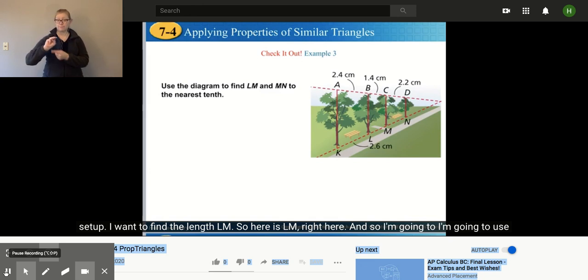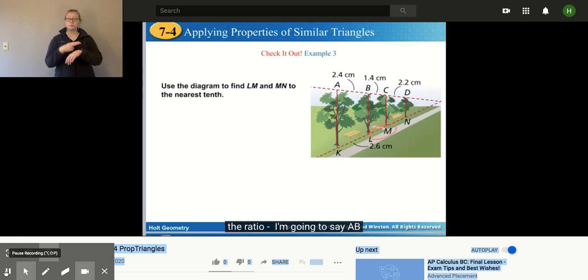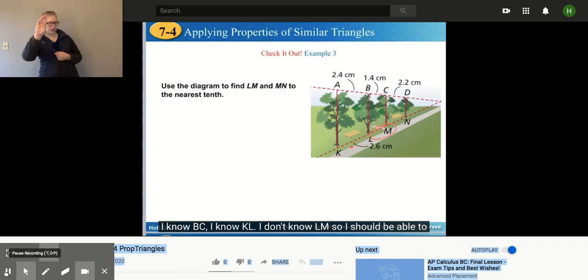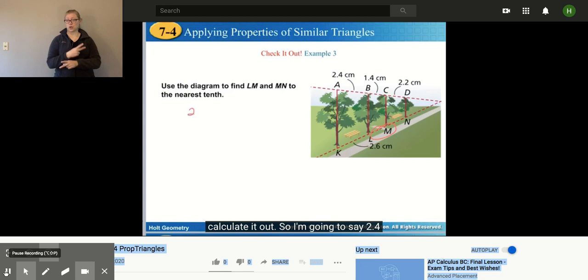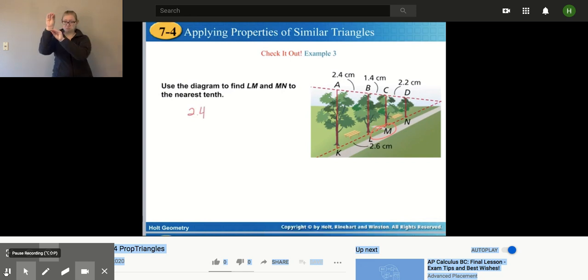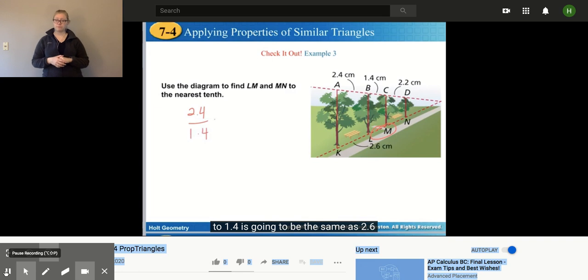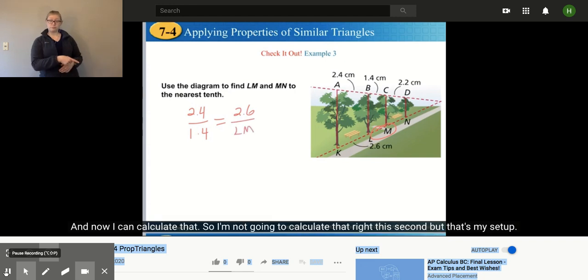So here is LM right here, and I'm going to use the ratio. I'm going to say AB to BC is going to be the same as KL to LM. I know AB, I know BC, I know KL, I don't know LM. So I should be able to calculate it out. I'm going to say 2.4 to 1.4 is going to be the same as 2.6 to LM. And now I can calculate that. I'm not going to calculate that right this second, but that's my setup.